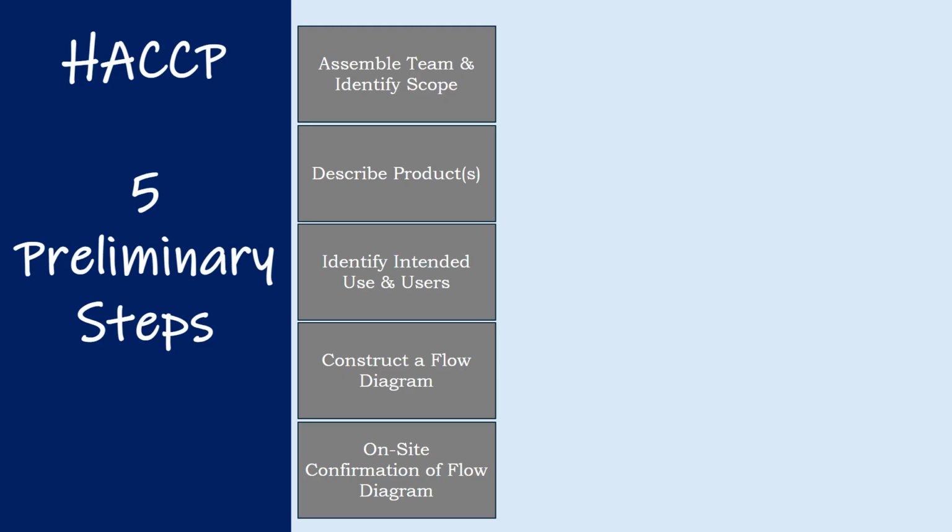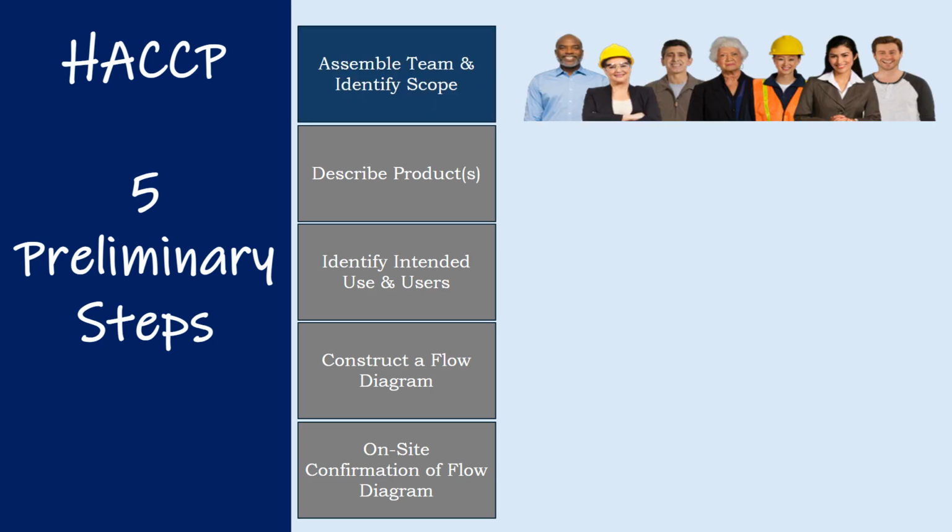In developing a HACCP plan, there are 5 preliminary steps. They include assembling a HACCP team and identifying the scope of the program. The team must include trained key stakeholders and departmental subject matter experts. The scope defines the product, processes, and facilities that will be covered by the HACCP plan.